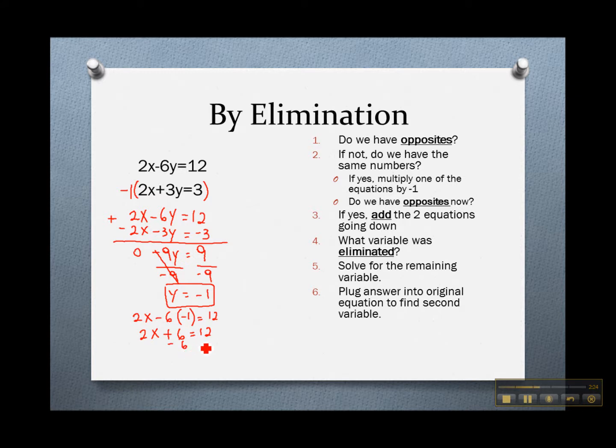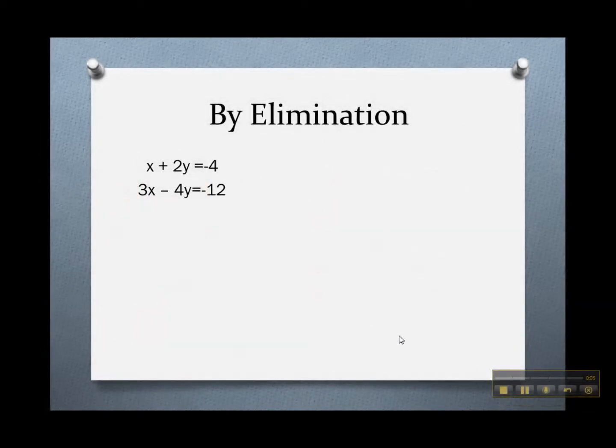So I'm going to subtract 6 on both sides, so these are gone. 2x equals 6 because 12 minus 6 is 6. And then all you need to do is divide both sides by 2 to get that x equals 3. So for these two lines, by the method of elimination, they are going to cross at x equals 3 and y equals negative 1.